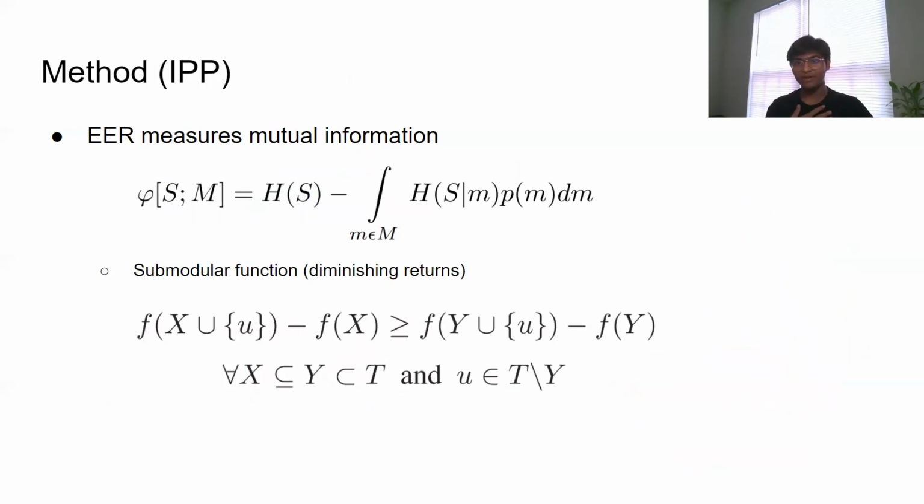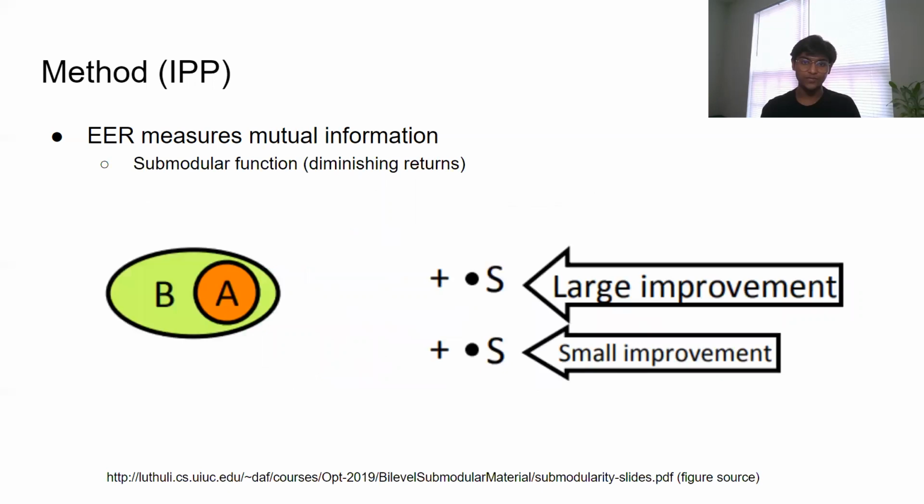We address the IPP problem by leveraging the inherent structure of our information metric, which again is the expected entropy reduction, EER. It is known to be a submodular function. Now, submodular functions are set functions that have a diminishing returns property. This means that adding more elements to the solution set diminishes the size of the increments of the function values.